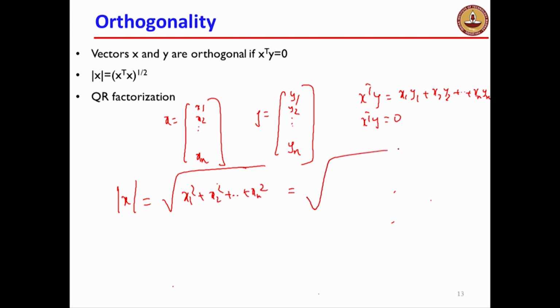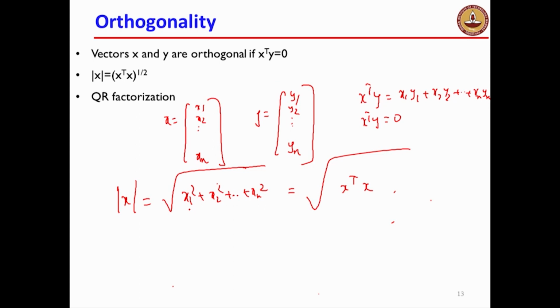This is nothing but just the square root of x transpose x. Right? And this is always well defined because whatever is under the radical sign is a non-negative number. So you can always take square roots of this. So you can define lengths of the vector this way.